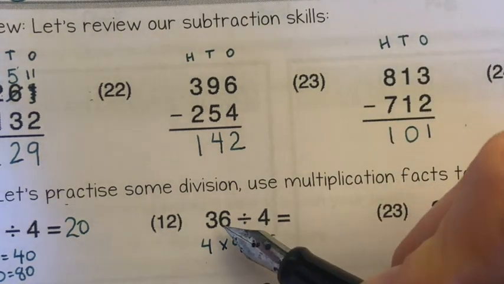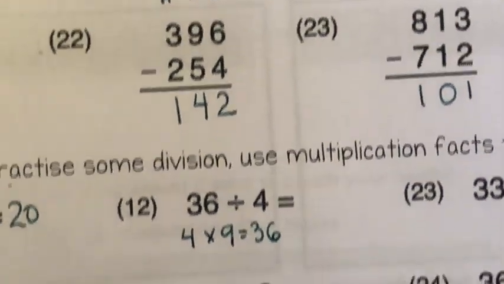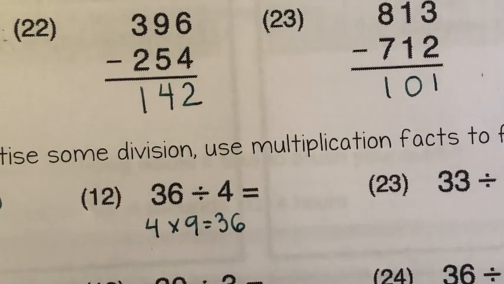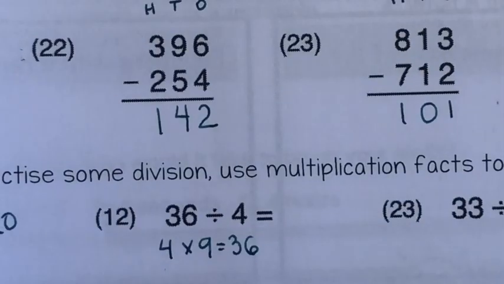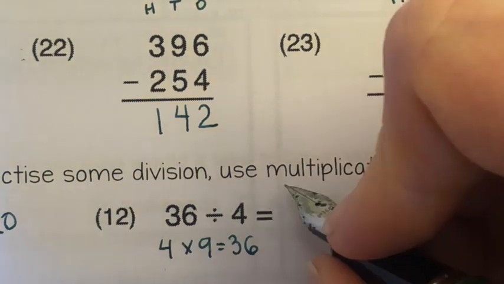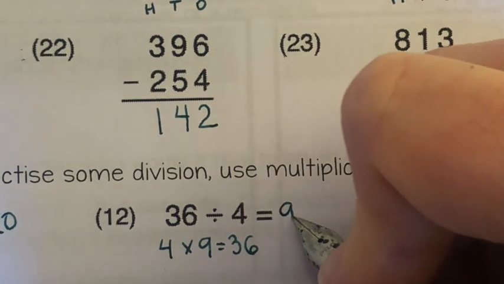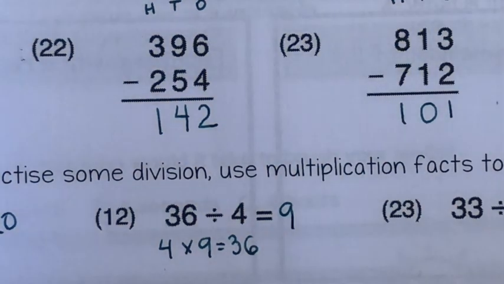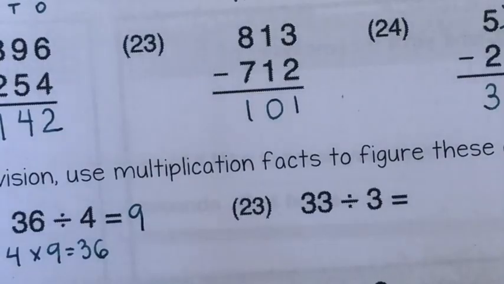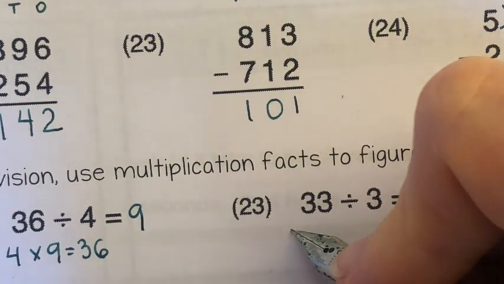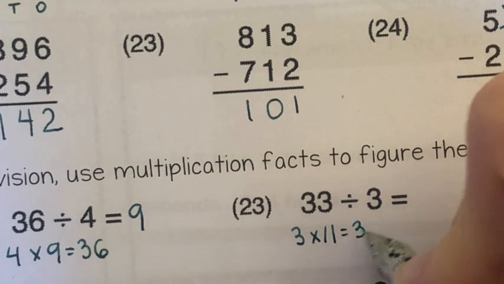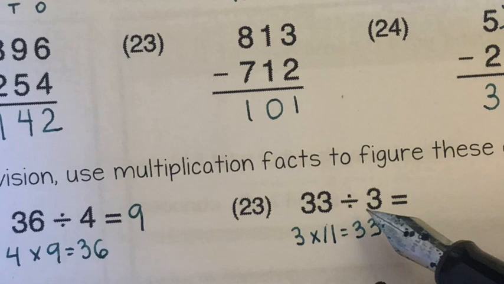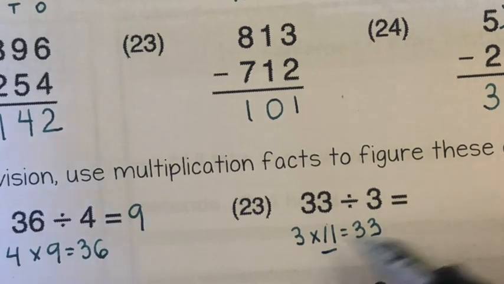So 36 divided by 4. Let me zoom in. I'm trying to make it so it's not so distracting because these numbers are distracting me and I'm not trying to work on YouTube. Okay. 4 times 9 is 36. 36 divided by 4 is 9. Right? We're using our multiplication facts. Okay, 33 divided by 3. Well, 3 times 11 is 33. So 33 divided by 3 is 11.